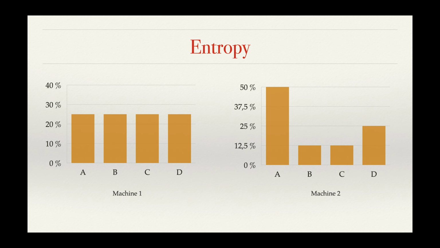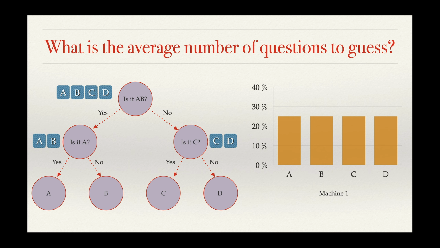One thing to observe here is that machine 1 has a higher uncertainty, which means machine 1 has a higher entropy. Machine 2 has lower uncertainty, which means machine 2 has a lower entropy. Entropy could also be considered as the average number of questions needed to predict or guess the outcome of this machine. Let me give you an example. If I want to guess the symbol coming from machine 1, we will need to start with binary questions, which means the answer is yes or no.